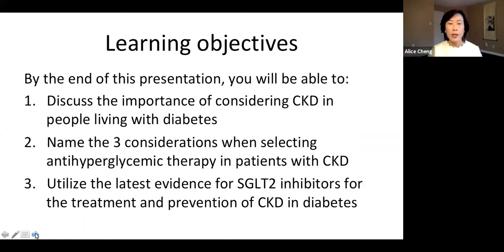And in terms of the objectives, by the end of this, I'm hoping that you'll be able to discuss the importance of considering chronic kidney disease in people living with diabetes, be able to name the 3 considerations when selecting anti-hyperglycemic therapies, and utilize the latest evidence for SGLT2 inhibitors for the treatment and prevention of chronic kidney disease. And you'll see why I'm specifically naming SGLT2 inhibition in the context of this topic.